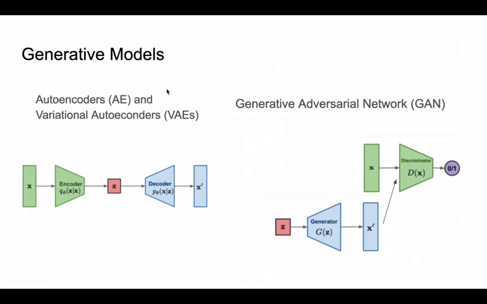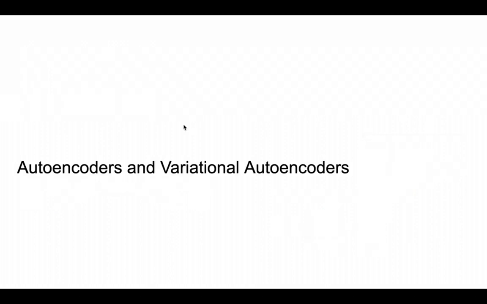There are several types of generative models. In this lecture, we will focus on two types: autoencoders and variational autoencoders, and the second type, generative adversarial networks. Let's start with autoencoders and variational autoencoders.